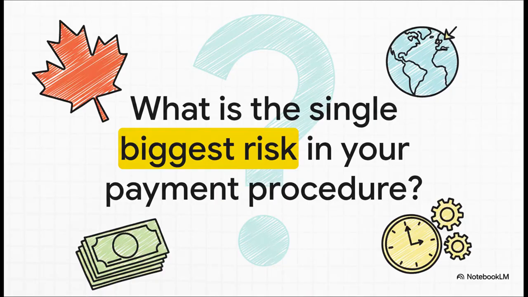So we'll end here with a question for you to think about. We've walked through the whole process, from identifying the payment all the way to understanding the penalties. Now I want you to apply it. In your current co-op or in your future job, what do you now see as the single biggest risk, the weakest link in how a company handles these payments? Think about it, because finding that weak link, that's where you can add real value.